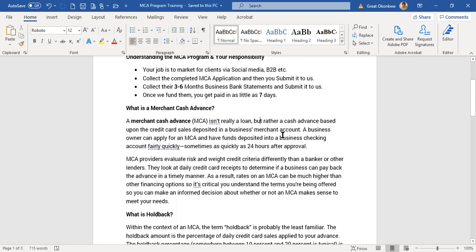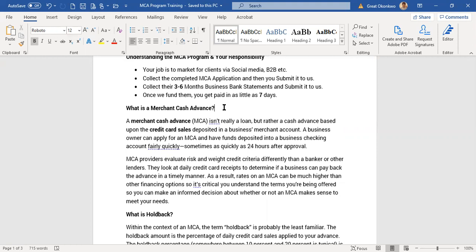It's not really a loan, it's simply a cash advance based upon the credit sales that a business has. When a business, for example a restaurant, is making money, it's called credit card sales, especially in the United States. So what is a cash advance? It's when a lender gives them money in place of a percentage of that credit card sale.